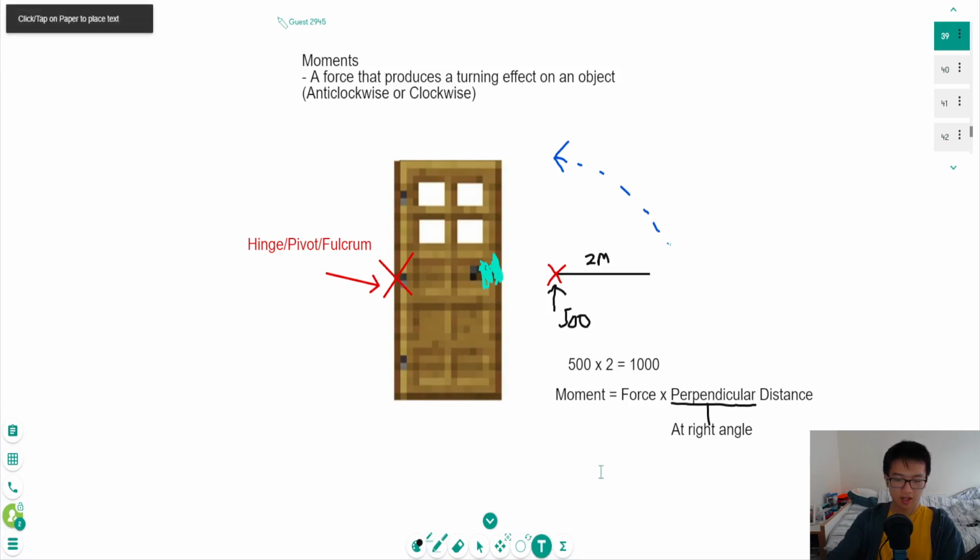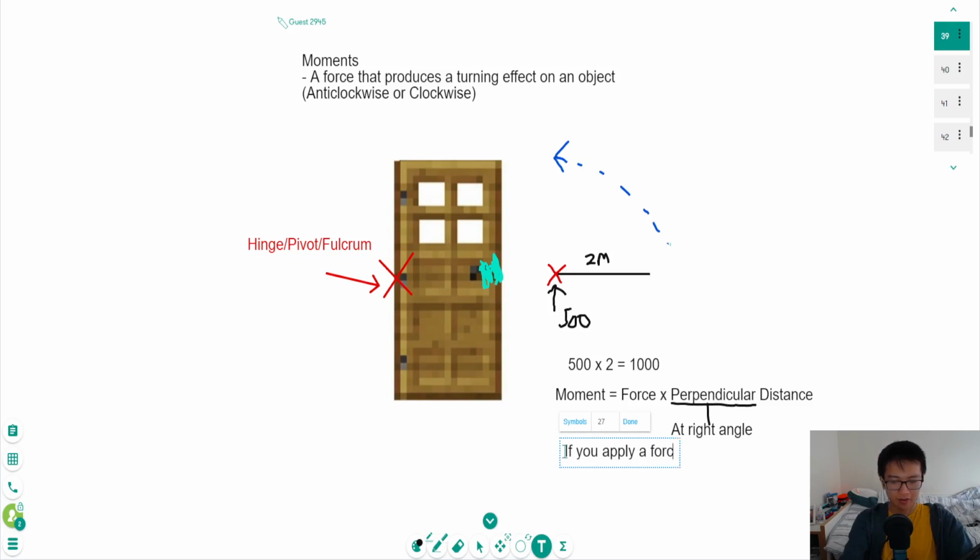And as you know, anything multiplied by 0 is 0. So as I said, you obviously wouldn't open the door by where the hinge is, otherwise it just won't work. So if you apply a force right onto the pivot, the moment is 0.